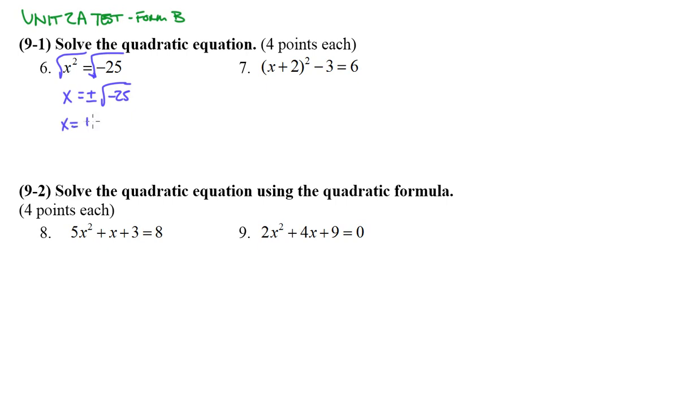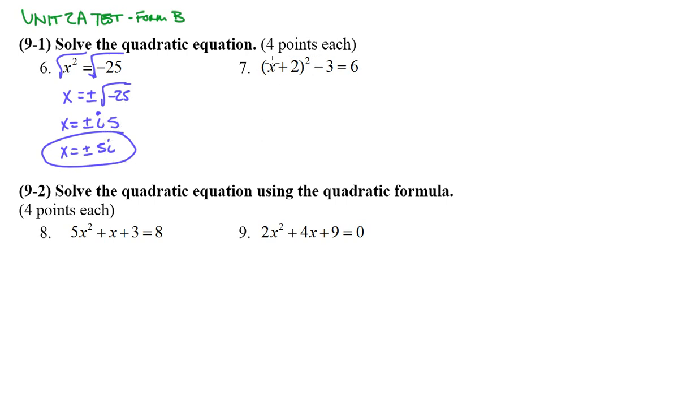So, x is going to equal plus or minus, and now with the negative, remember that turns into an i, and then the square root of 25 is 5. So you could write it like that. That's fine: x equals plus or minus i times 5. A little bit better way to write this is x equals plus or minus 5i. Okay? So again, the i comes from the negative inside the square root, and the square root of 25 is 5. That's where those two pieces come from.